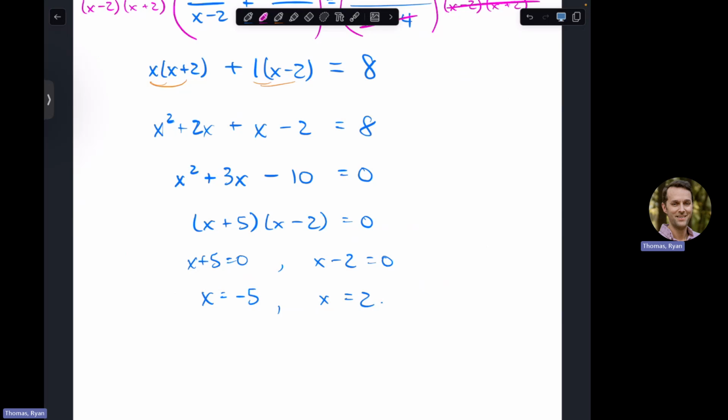And what did you get? 2 and negative 5. Okay. Agreed. Quadratic formula, factoring, whatever. Get 2 and negative 5. Okay. So those are solutions. Okay. Can you say that again, but like 100 times louder for the people in the back?